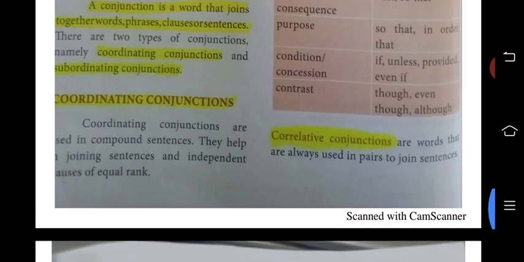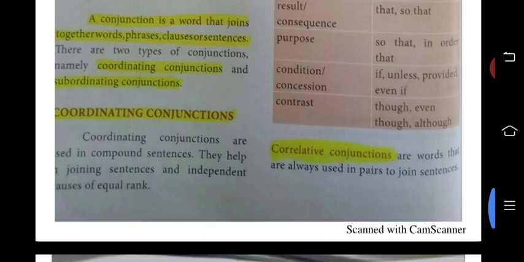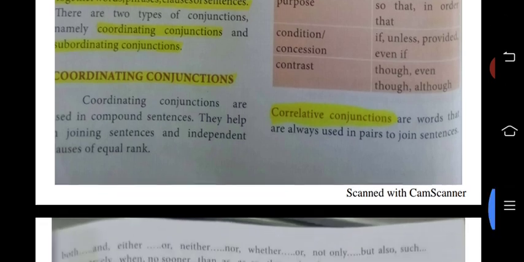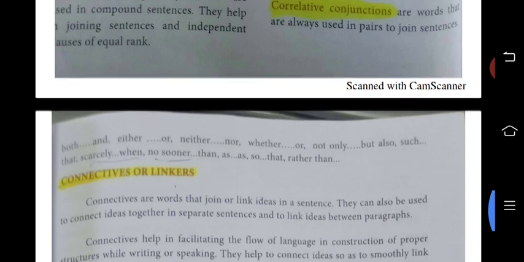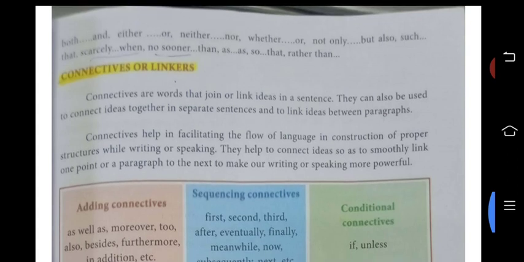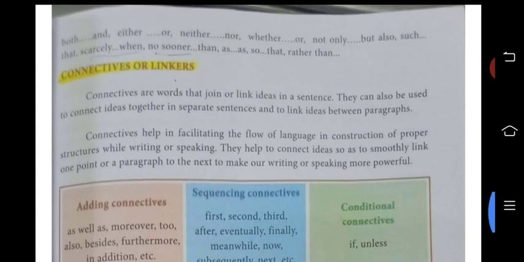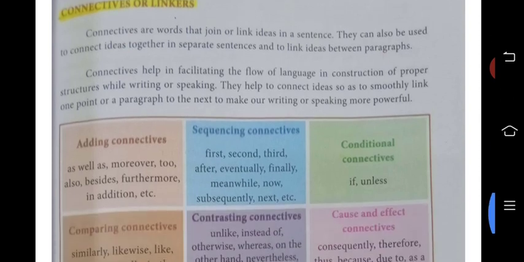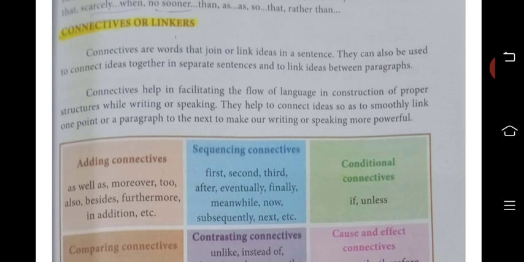Okay, so correlative conjunctions are words that are always used in pairs. Got it or not? So both coordinating and correlative, the functions are the same, but coordinating conjunctions won't come in pairs. Here they are always used in pairs to join sentences. Not either or, neither nor, like that. Both and, either or, neither nor, whether or, not only but also, such that, scarcely when, no sooner than, as, so that, rather than. Got it? See here. So we call it as connectives or linkers.